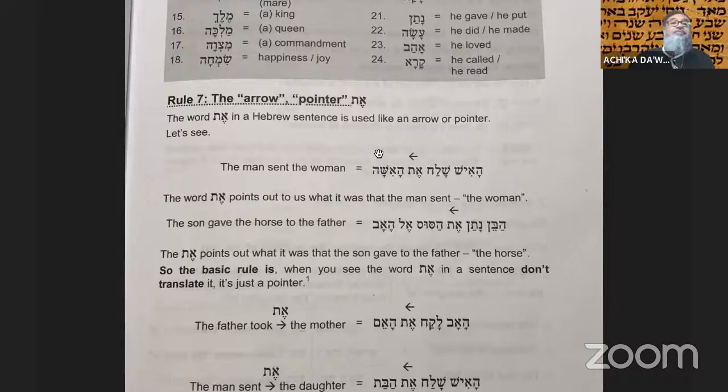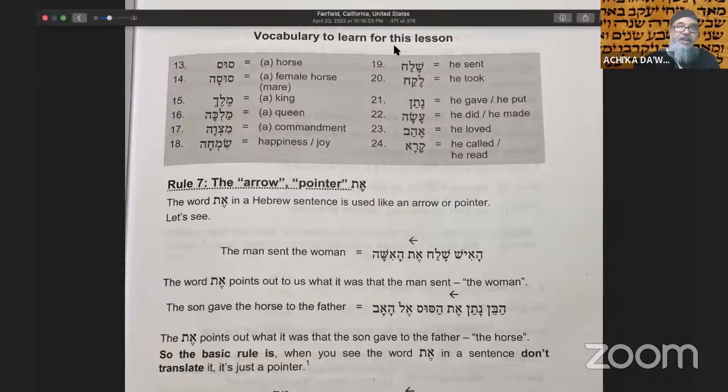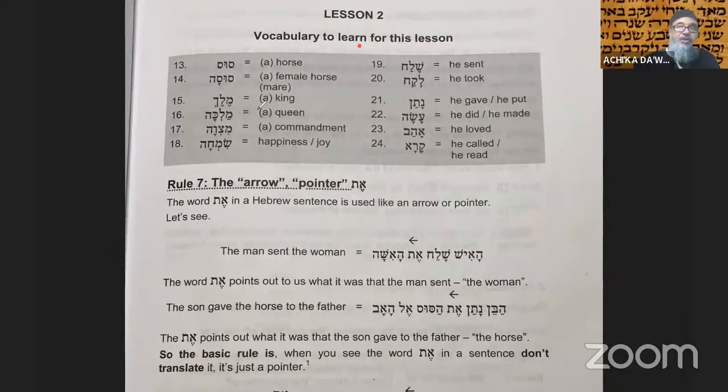So this is what we're looking at. I'm going to send this lesson over to you. It's lesson number 2. Our vocabulary words you have at the top, 13 all the way down to 24. On one side of the vocabulary words here, you have what they would call the nouns. The nouns are on this side, starting at 13, which are the horse, the female horse, the king, the queen, the commandment, and this idea, adjective in terms of joy and happiness, right?